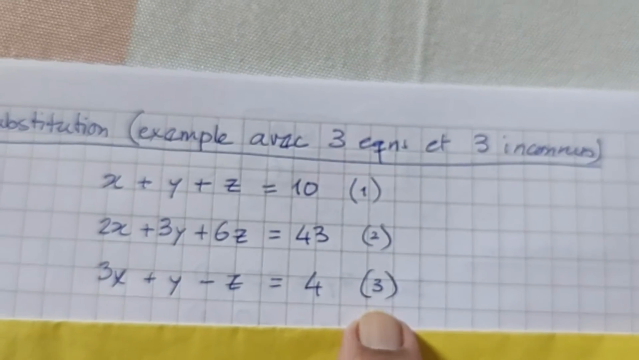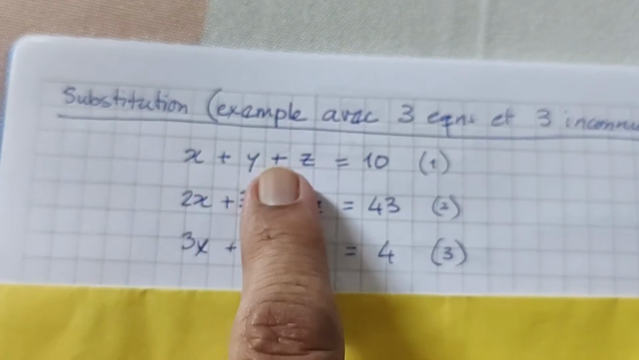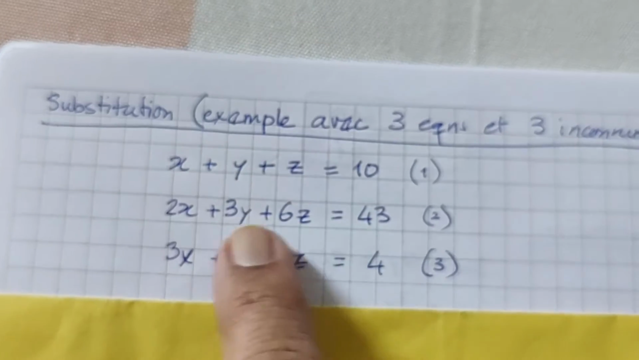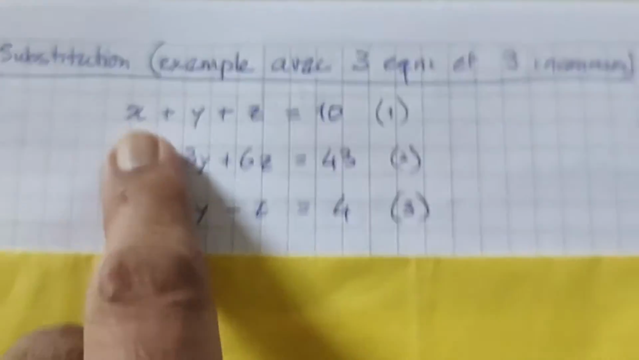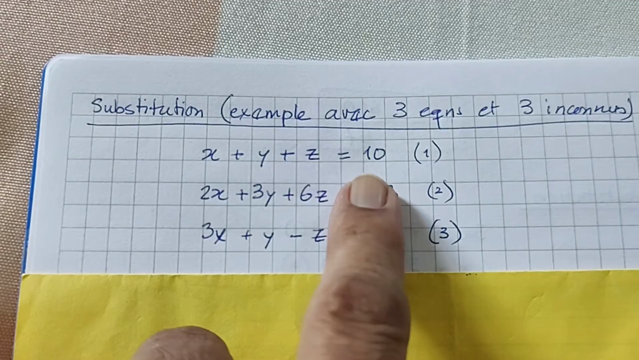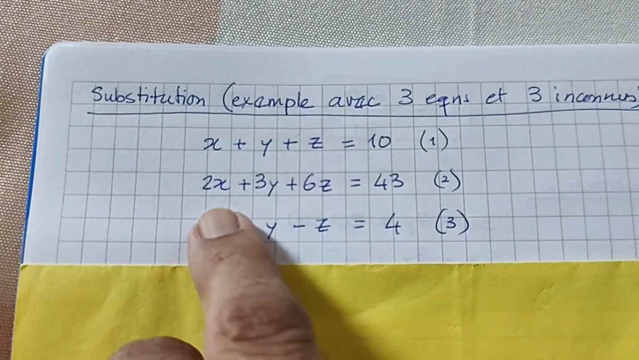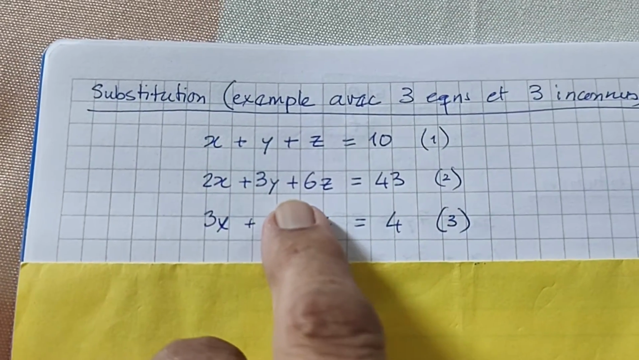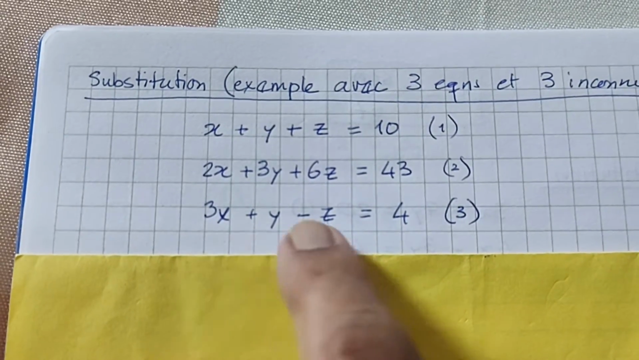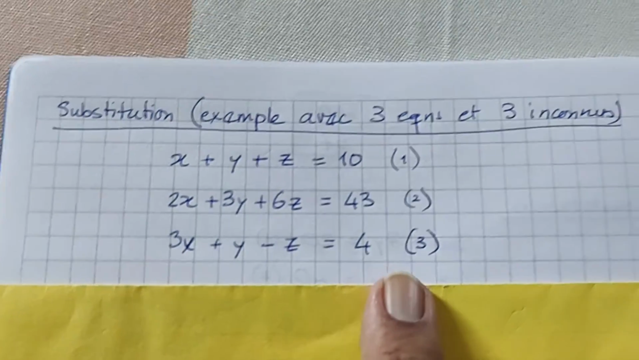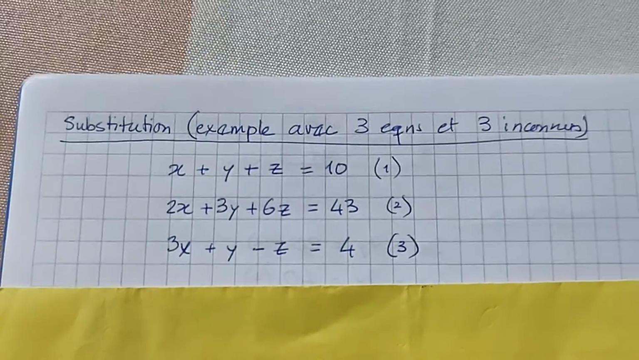So here I have three equations, I number them 1, 2, 3, and I have three unknowns, x, y and z. The first equation is x plus y plus z is equal to 10. Second equation is 2x plus 3y plus 6z is equal to 43. Third equation is 3x plus y minus z is equal to 4. So how would we solve this?